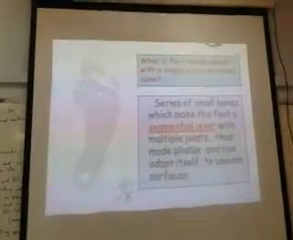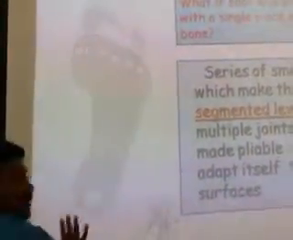So these are the pressure points in the foot.